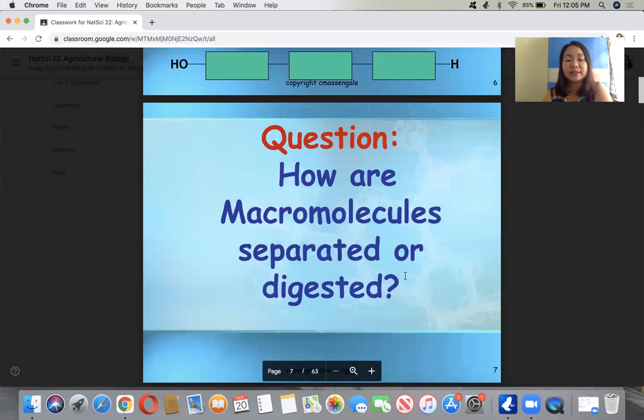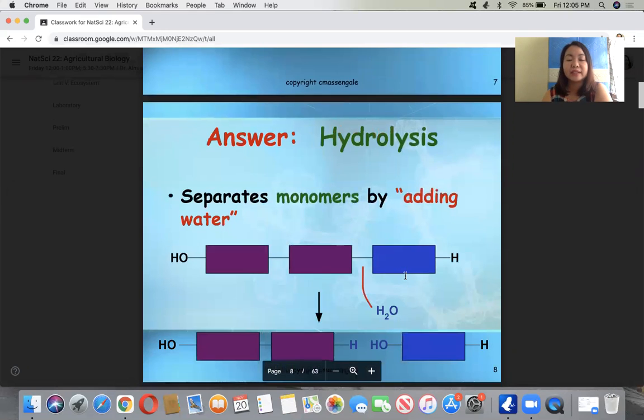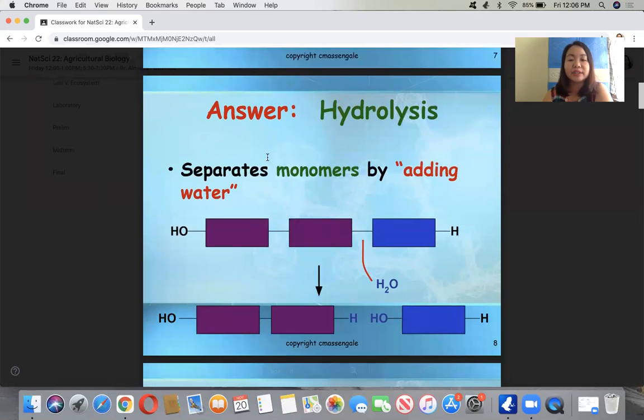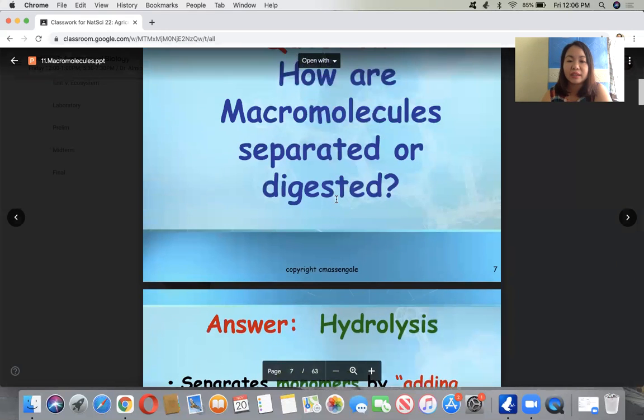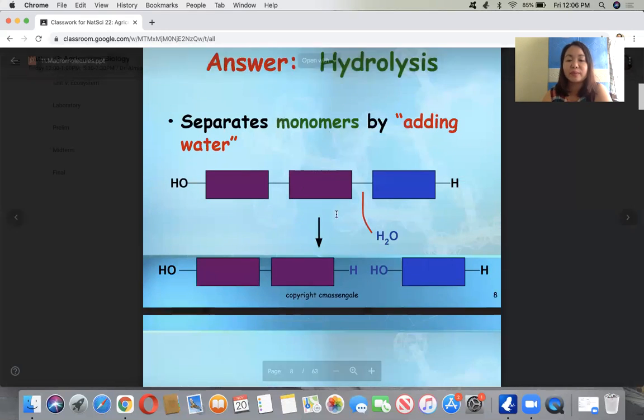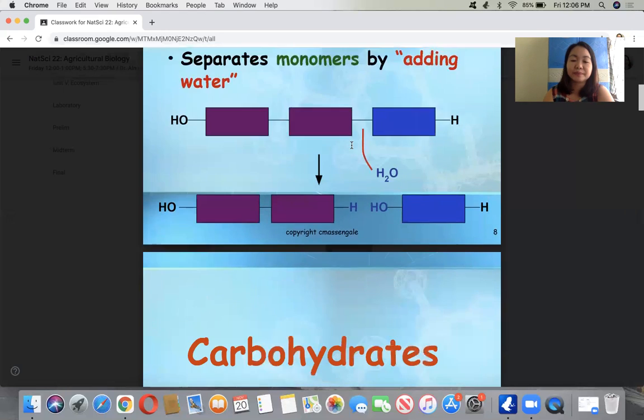So how are molecules separated or digested? They are separated or digested through hydrolysis, wherein monomers are separated by adding water. Hydrolyzing causes the separation of the monomers through the addition of water, which is the opposite of the addition of monomers, which is the release of water.